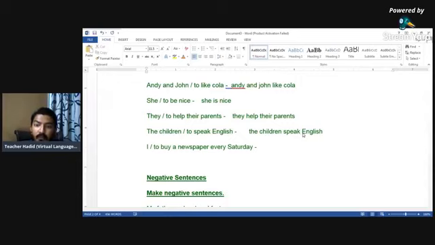So instead of children, I can also say they. So that is why the right sentence should be the children speak English. If I say the child, then I say the child speaks English. Moving on to the next one.